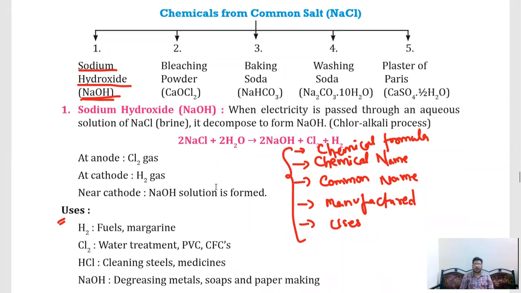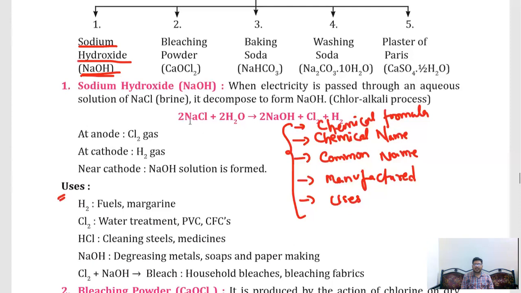Let us try to understand how NaOH is produced. Take NaCl, that is sodium chloride, common salt, and add it in water. A huge amount of sodium chloride and a huge amount of water we have to take. If you mix that, it is known as brine solution, BRINE, brine solution.